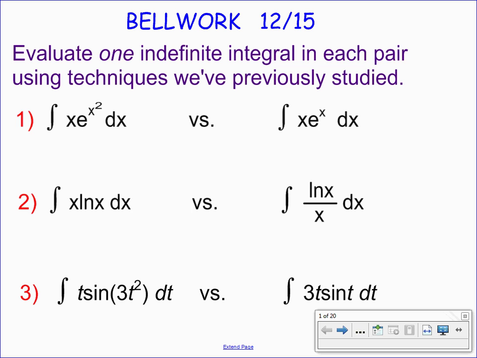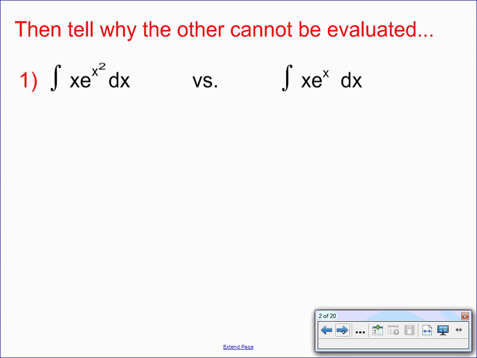Welcome, ladies and gentlemen. I'm going to ask the junior partner to share which one of each pair of these integrals we can evaluate using previously studied techniques, and then which one we can't evaluate and why. So for the first pairing, x e to the x squared is my integrand versus x e to the x. One of these we can integrate using previously studied topics, and one we can't. So which one can we do?